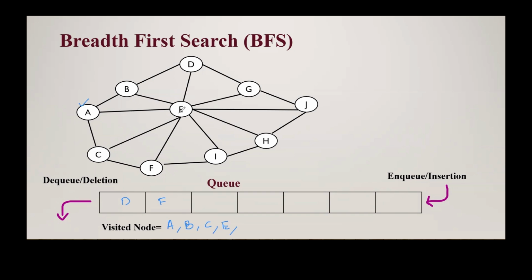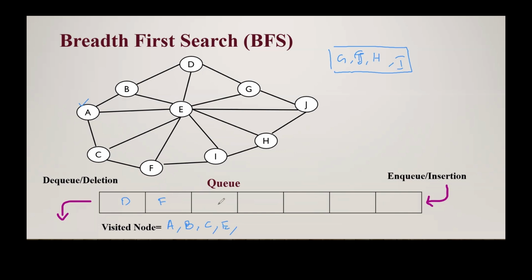Adjacent nodes are present. For E, A is visited, B is visited, D is already present, G is not visited, I is not visited, H is not visited, J also, sorry, this is J, this is I, not visited. F was already present, C is already. So now these four elements are accepted, each adjacent and unvisited or unexplored. Then we have to insert them.